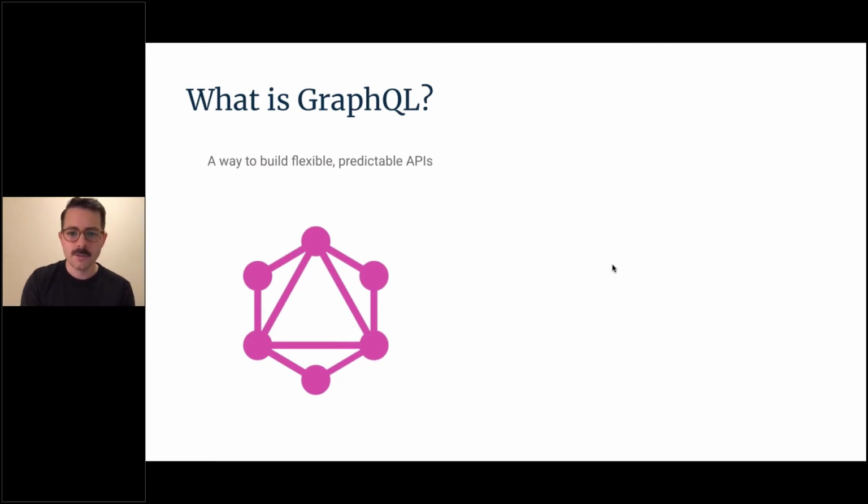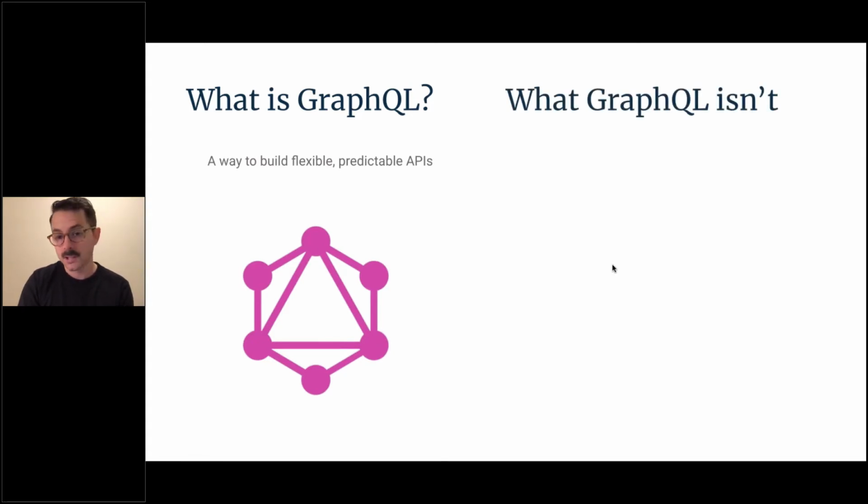Now the word graph in there confuses people a lot, so I like to just walk through some of the things that GraphQL isn't. First of all, it's not a graph database. So GraphQL doesn't handle storage of data, it doesn't handle resiliency or efficient querying of that data. It's actually quite decoupled from graph databases, although I'll mention in a second how sometimes it can be applied to a graph database model.